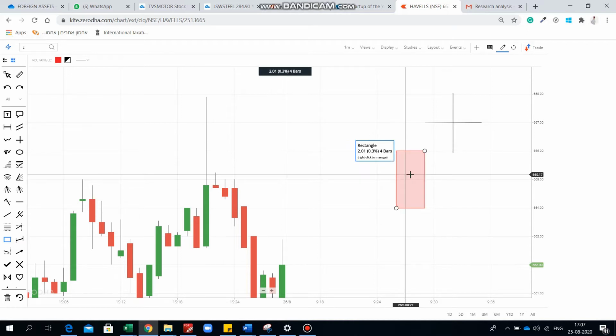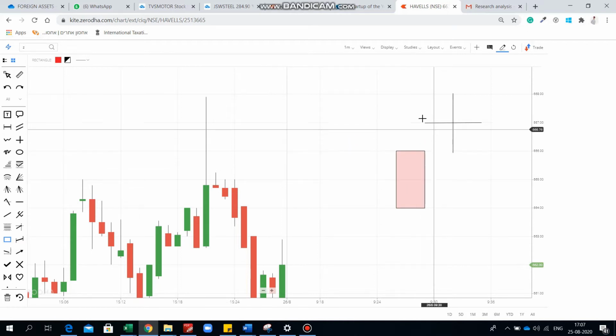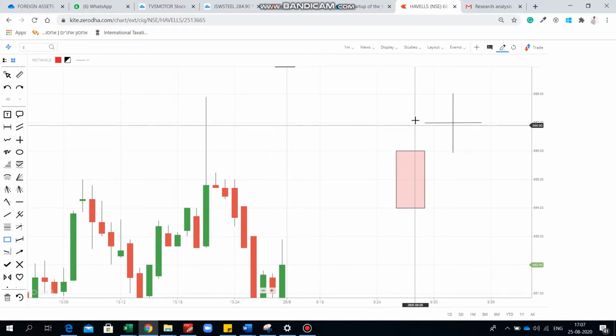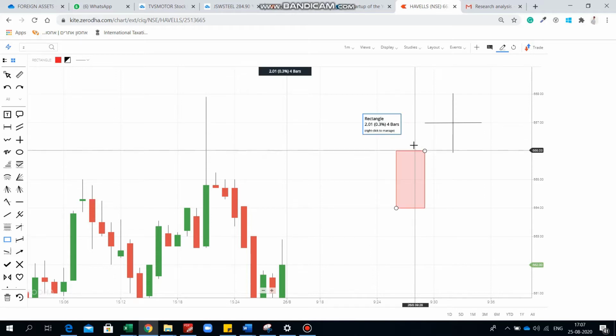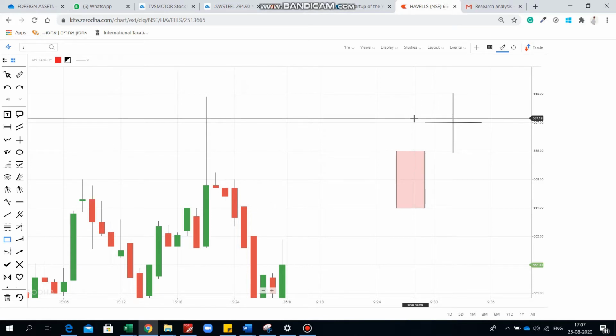The body is formed, and the shadow is formed when the candlestick in the specific time frame travels somewhere, let's say from 660 to 66, 67, but closes below that. So in order to show that the candlestick has traveled or went till that point as well, that wick is formed.